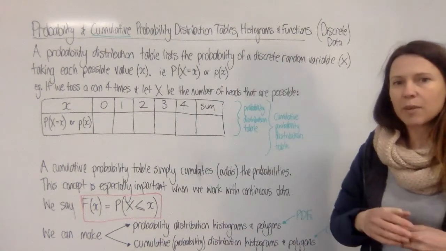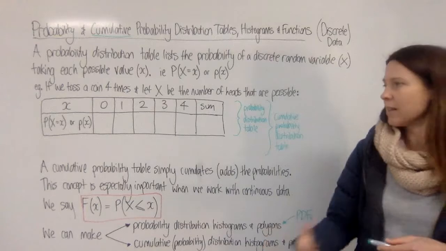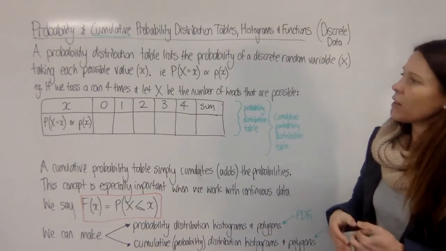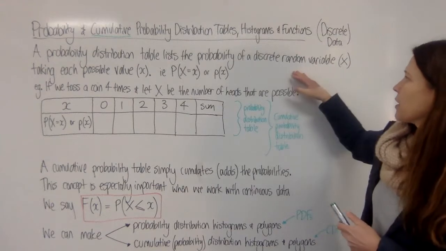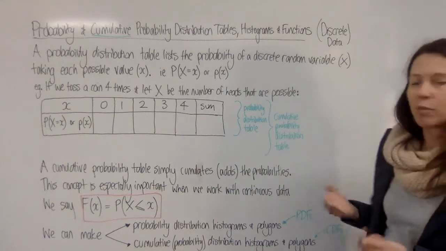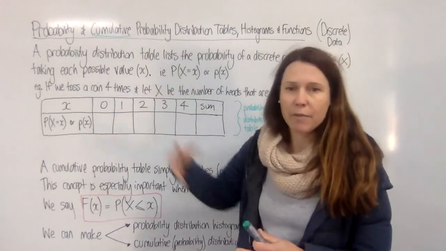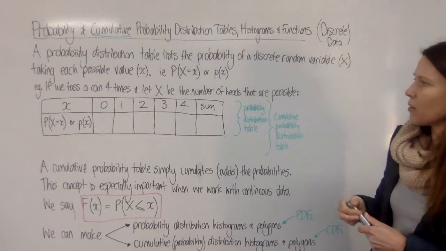And this is a concept that we're really going to need so that we'll be able to work with continuous data in the next lesson. So let's have a look at what we've got. A probability distribution table lists the probability of some discrete random variable, big X, taking each possible value, little x. This is something we've already seen, but you might need to revise. You can consider whether you need to write that down or not.